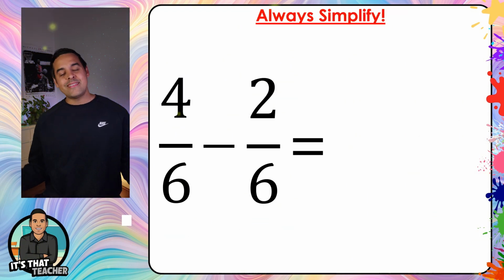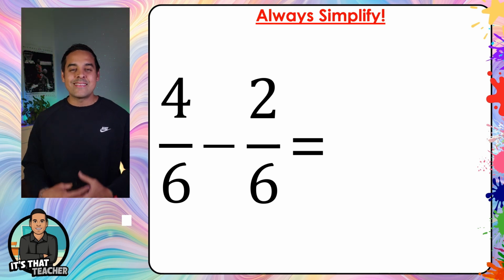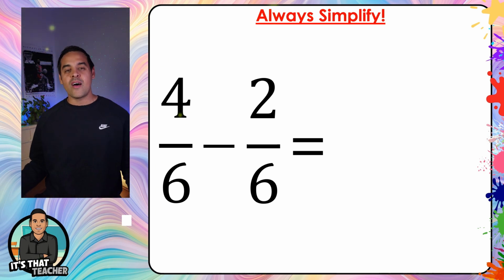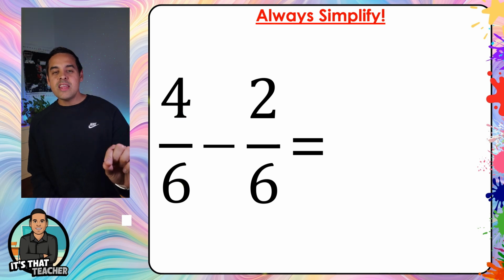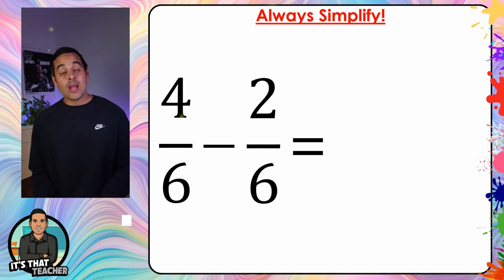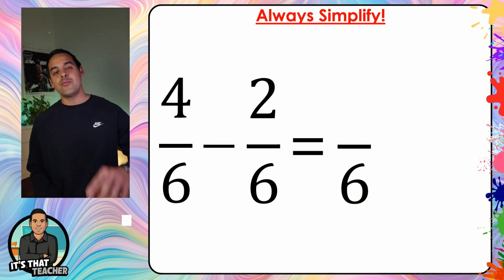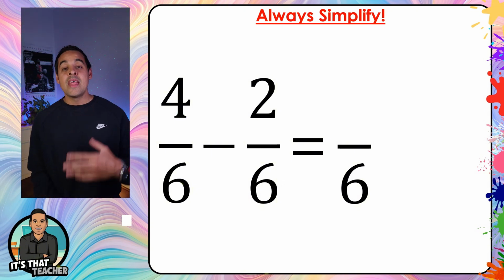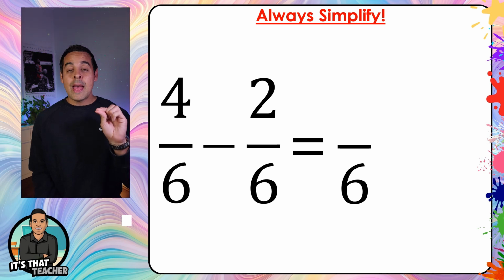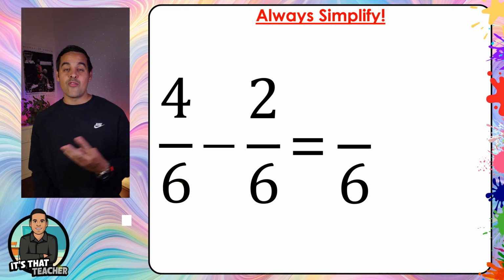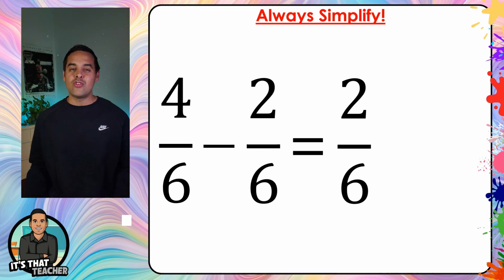There's one more step here that we are going to explain. We need to simplify. Now, the question here is 4 over 6 take away 2 over 6. Remember, we do not do anything to our denominators. They do not get subtracted. They stay exactly the same. So you put a 6 in your answer there. Now, your numerators do get subtracted. So 4 take away 2 is going to be 2.